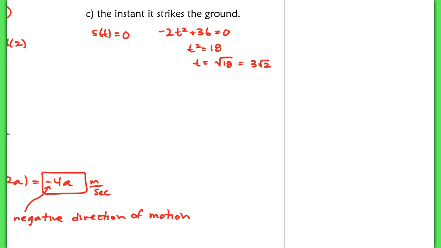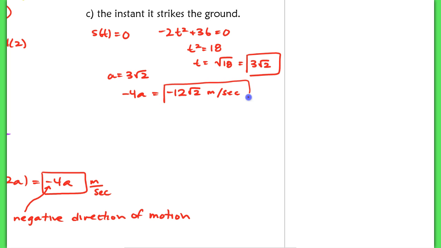All right. Now, what we're going to do is plug in this time, right? It's basically exactly the same as question B. It's just that we had to find the time on our own. So now we're just going to plug in 3 root 2 into that negative 4a. So we're letting a equal 3 root 2. So we have negative 12 root 2, and this is in meters per second. Okay. So this is the exact velocity, the instantaneous velocity, the moment that that airplane will hit the ground.